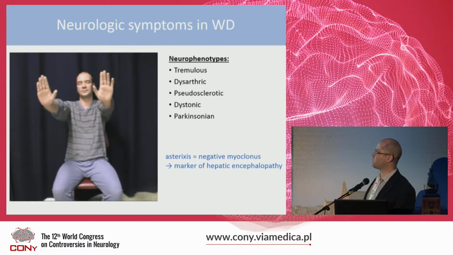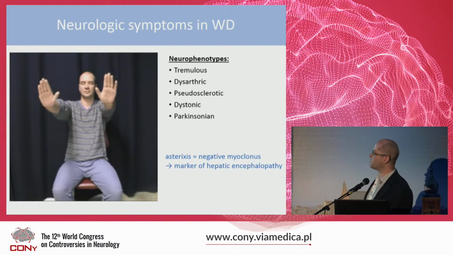This is again not tremor. This is a negative myoclonus, which we call asterixis, and this is a marker of hepatic encephalopathy. It's a very important sign to look for in Wilson disease patients.